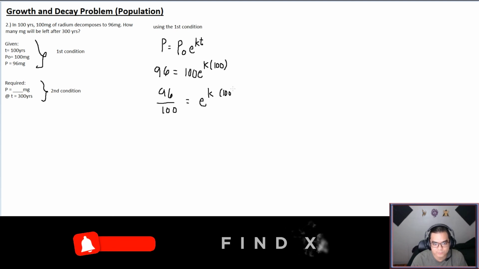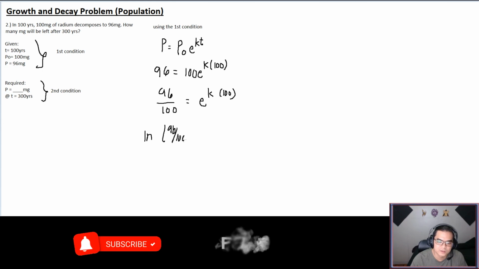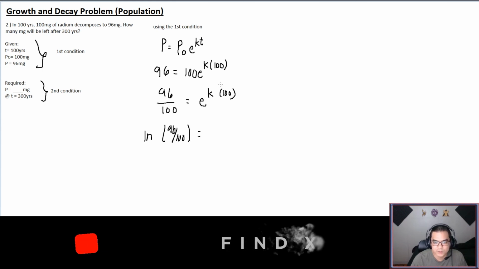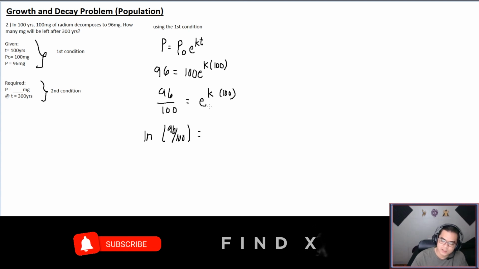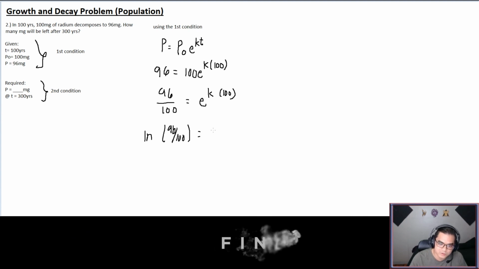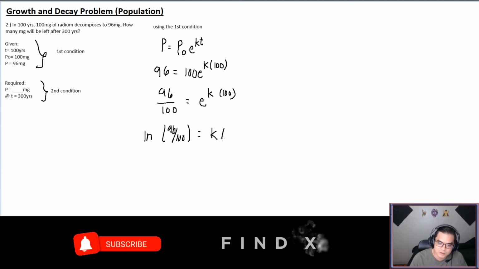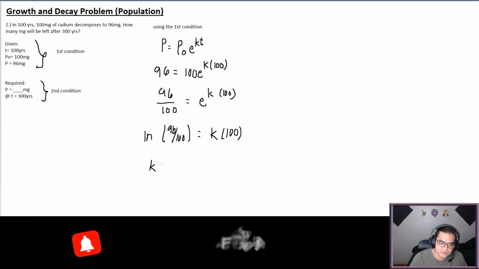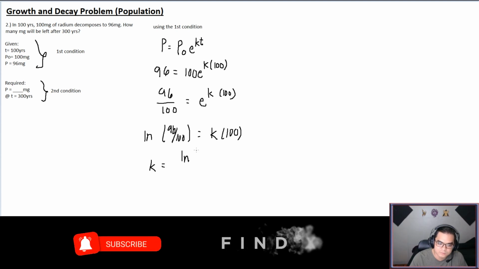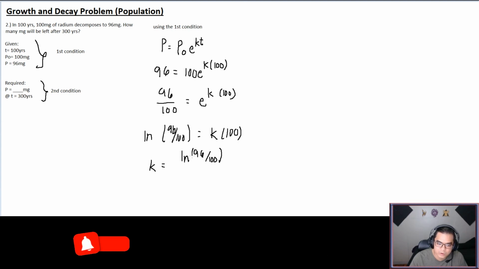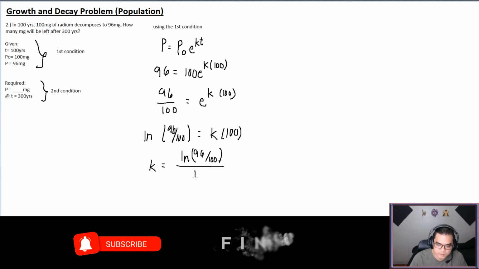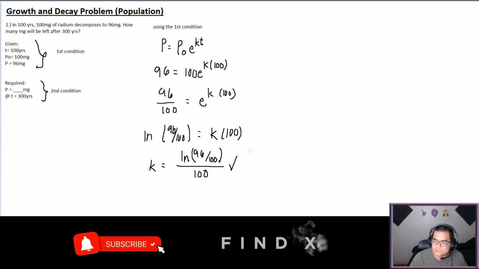So again, taking the ln of both sides, you'll have here ln 96 over 100, and this is equal to, again, ln e. Every time that e and ln are beside each other, they cancel out each other. So you'll have here just k times 100. And then finding the value of k, k is just equal to ln 96 over 100, all over 100. So this will be the value for k.